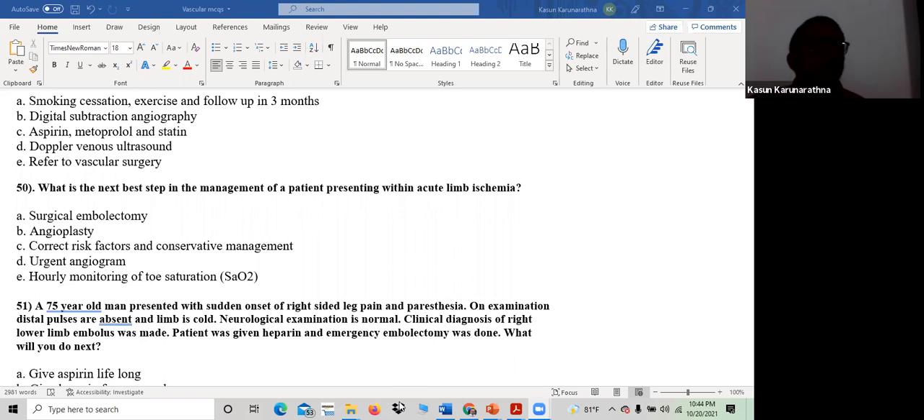You can't do imaging in this. Rutherford classification 2B, right? So the best option is the embolectomy. Look at the imaging: viable limbs and marginally threatened limbs. If it is imminently threatened, that is Rutherford classification 2B, you can't wait for imaging, you should do the embolectomy straight away. So the best treatment option should be A, surgical embolectomy. Right.